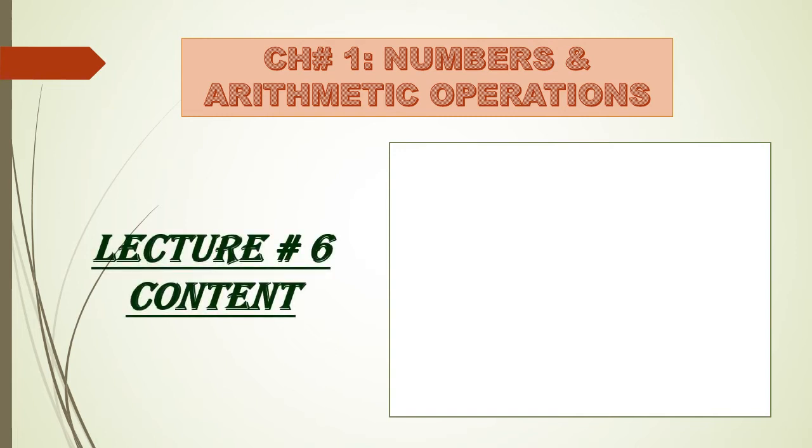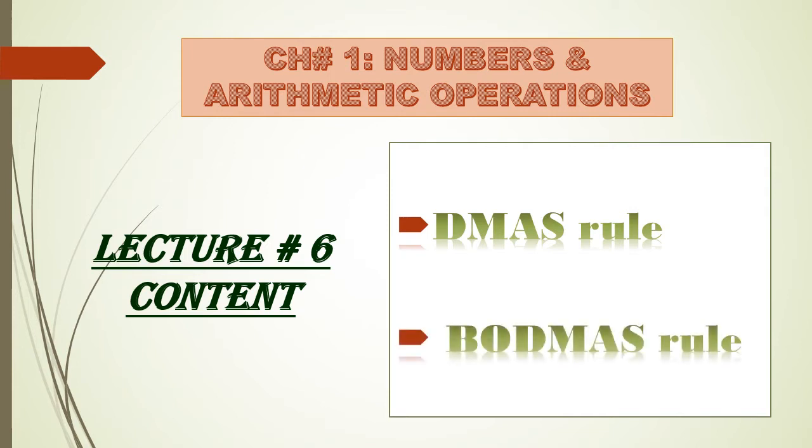We now know how to add, subtract, multiply and divide using big numbers. So far, we have been doing only one of these four operations in one problem. Sometimes we use two or more of the operations in a sum. We need to carry out all four operations to solve sums. We will use DMAS rule and BODMAS rule.